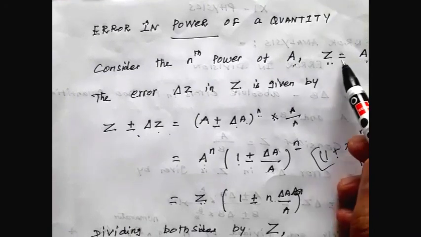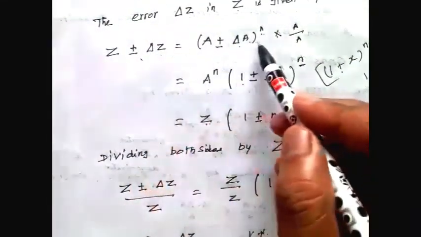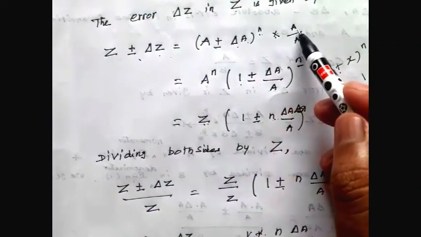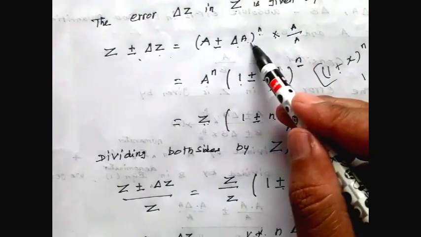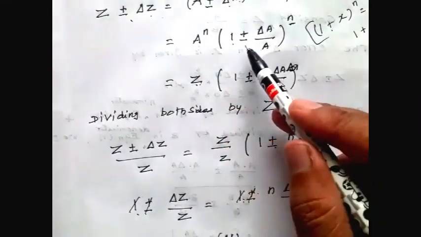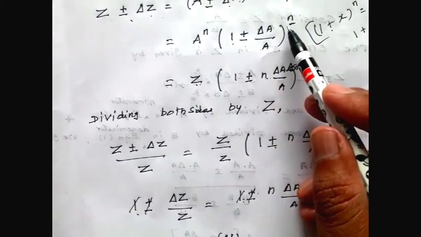Once again, let us recall what error in power of a quantity is. It's the last topic of error analysis. Here Z is equal to A power n. With the error limit, Z plus or minus del Z is (A plus or minus del A) whole power n. Again we multiply and divide by A in this term, and we get finally Z equals A power n into (1 plus or minus del A by A) whole power n.